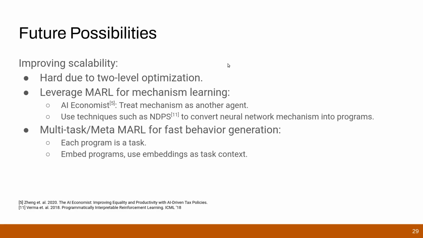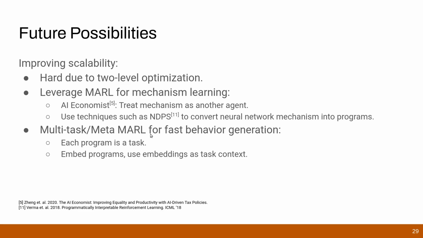For future work, we would like to improve the scalability of our approach. This is hard to do due to the two-level optimization problem that we face. Well, one idea is to leverage multi-agent RL for learning the mechanism as well as the agents' behaviors. For example, the recent AI Economist treats the mechanism as just another agent in multi-agent RL. We can then apply well-known techniques to convert the learned mechanisms into programs.